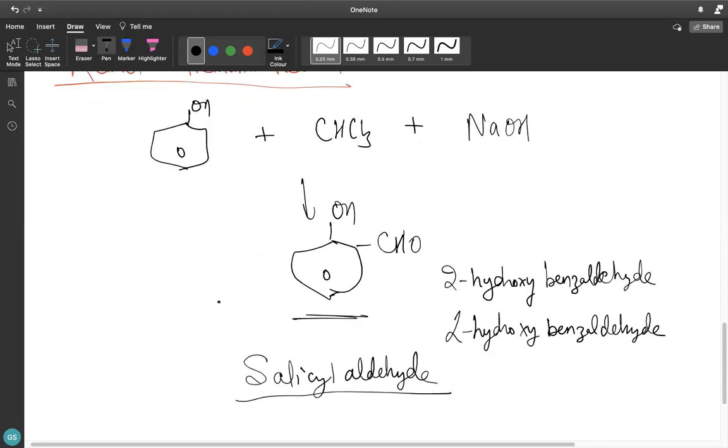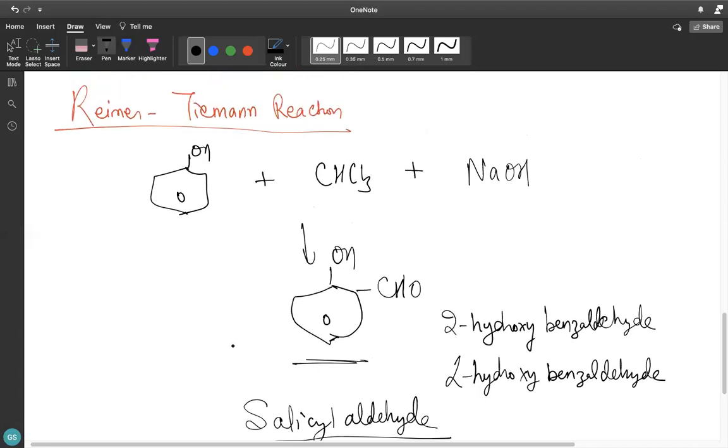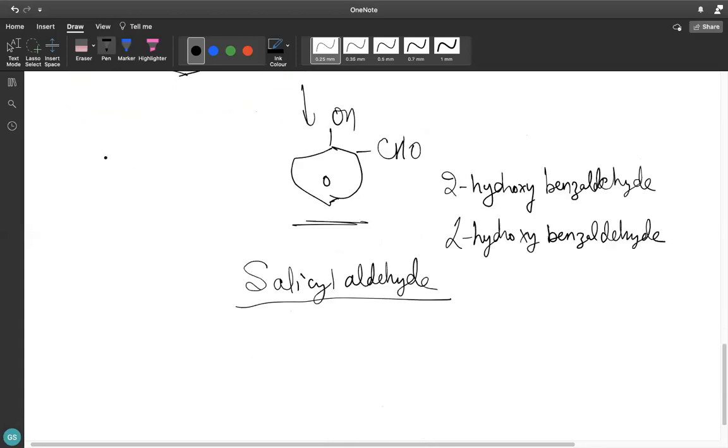So first of all, you should remember this reaction because this is pretty important for your state board, national board, or NEET, or even JEE Main examination. Many times they can ask, what will be the product of the Reimer-Tiemann reaction? And they can also give you the product, and then ask about the name of the reaction.